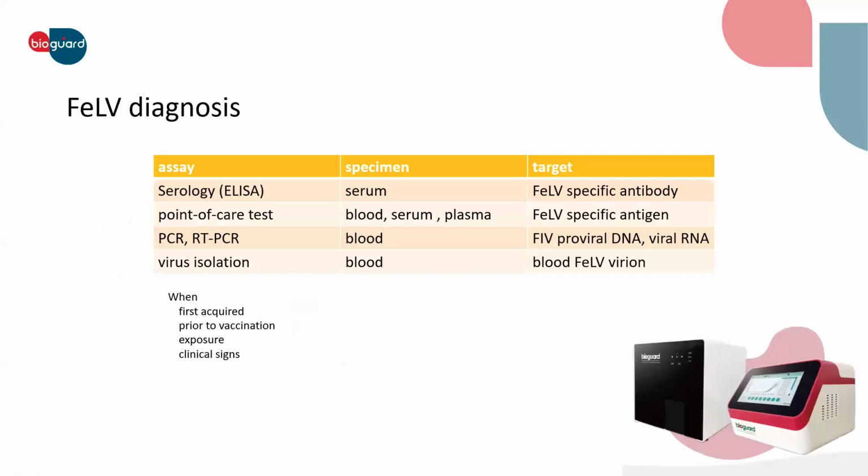So for the FeLV diagnosis, it includes serology, like ELISA, to detect the FeLV-specific antibody. This usually can only be done in a reference lab, or using a point-of-care test, like a rapid test or ELISA test. You can detect the FeLV-specific antigen, the P27. PCR detects the FeLV provirus DNA, and RT-PCR detects the virus RNA.